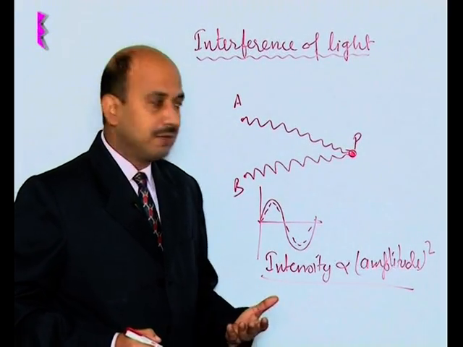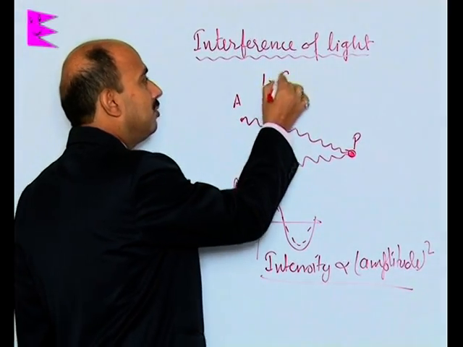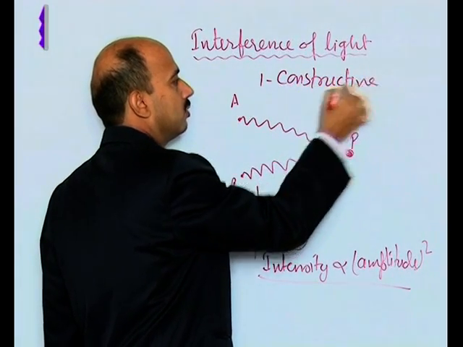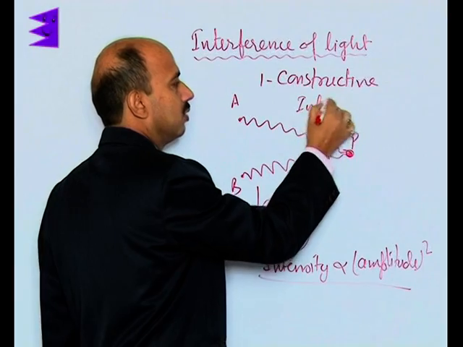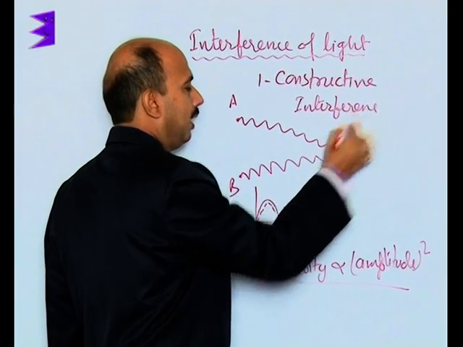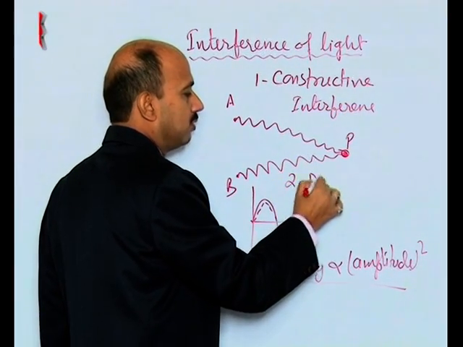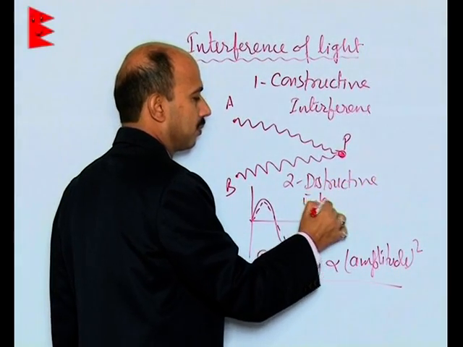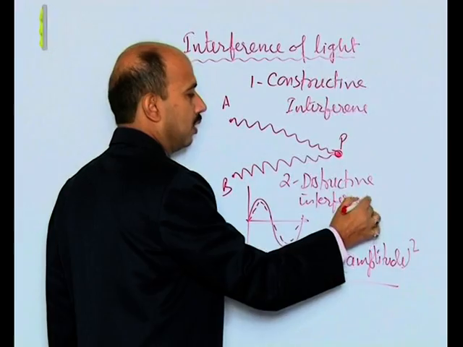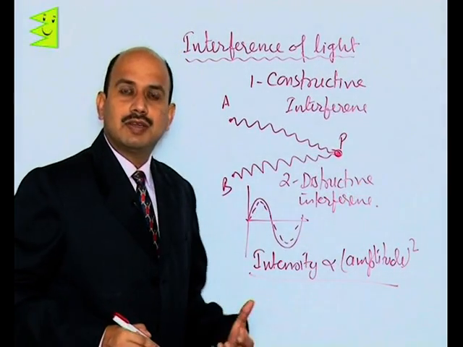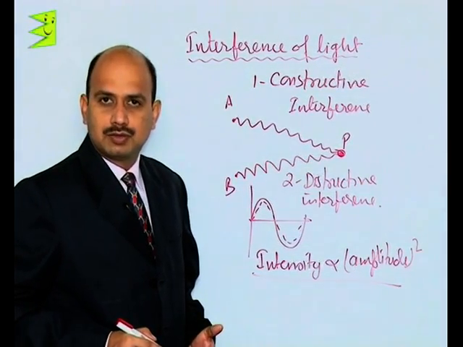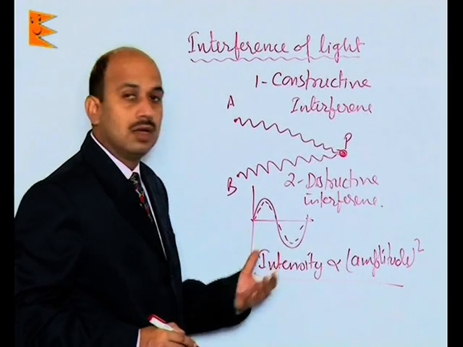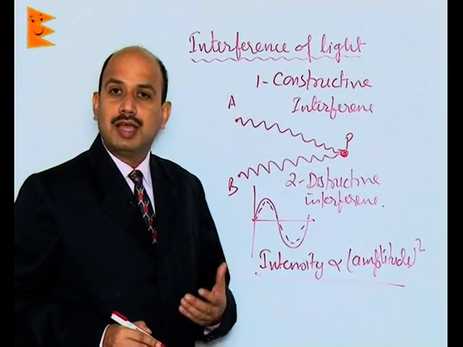So there are two types of interference: constructive interference and destructive interference. Now we will study interference by using Young's double slit experiment.